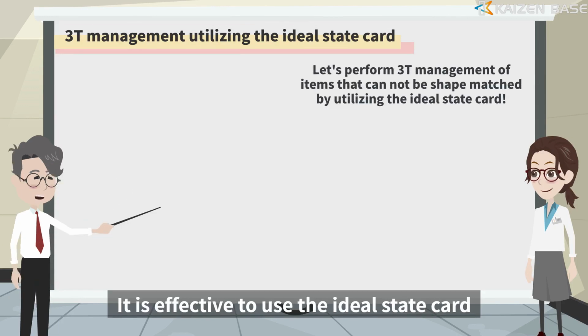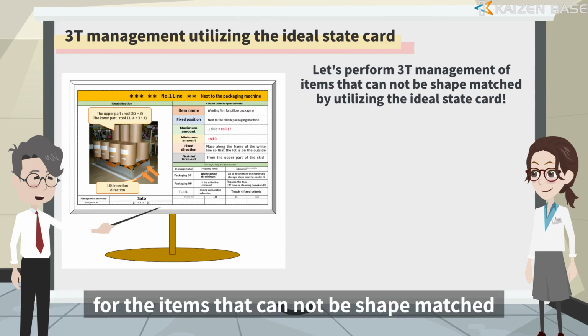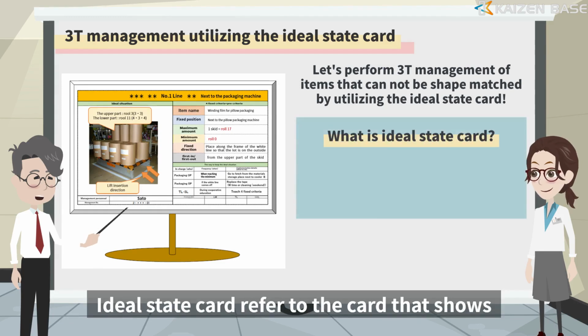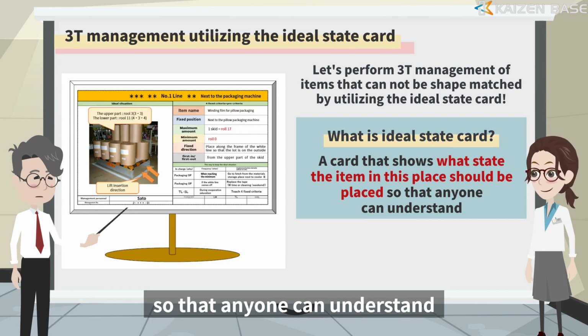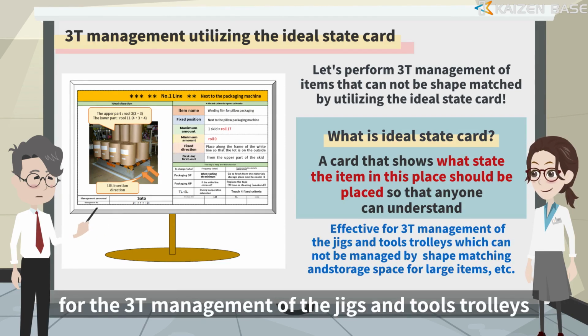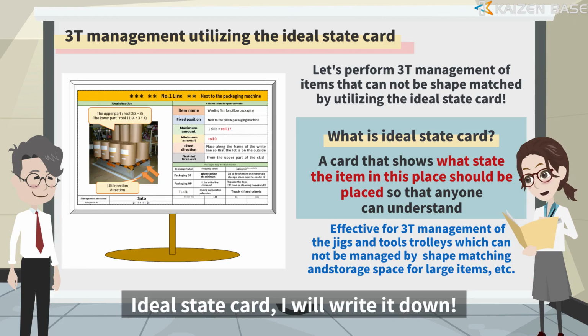It is effective to use the ideal state card to perform the 3T management of the storage space for items that cannot be shape matched. The ideal state card refers to the card that shows what state the item in this place should be placed in, so that anyone can understand. It is an effective method for the 3T management of jigs and tools trolleys which cannot be managed by shape matching, and storage space for large items, etc. Ideal state card, I will write it down.